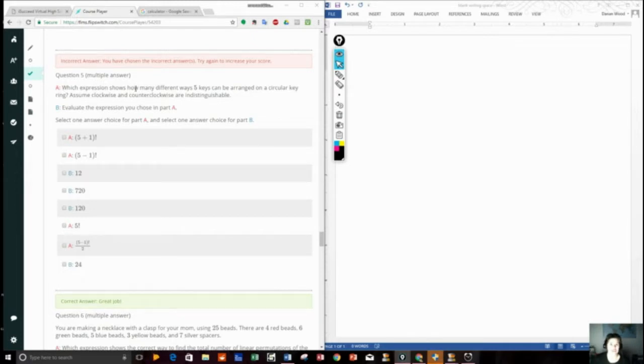Okay, question 5. Which expression shows how many different ways 5 keys can be arranged on a circular key ring? Assume clockwise and counterclockwise are indistinguishable, and then evaluate the expression you chose in part A. So it is a circular key ring, and clockwise versus counterclockwise does not matter. It doesn't make a difference. You couldn't tell the directionality of it. So that means we're going to divide by 2 since they are indistinguishable.